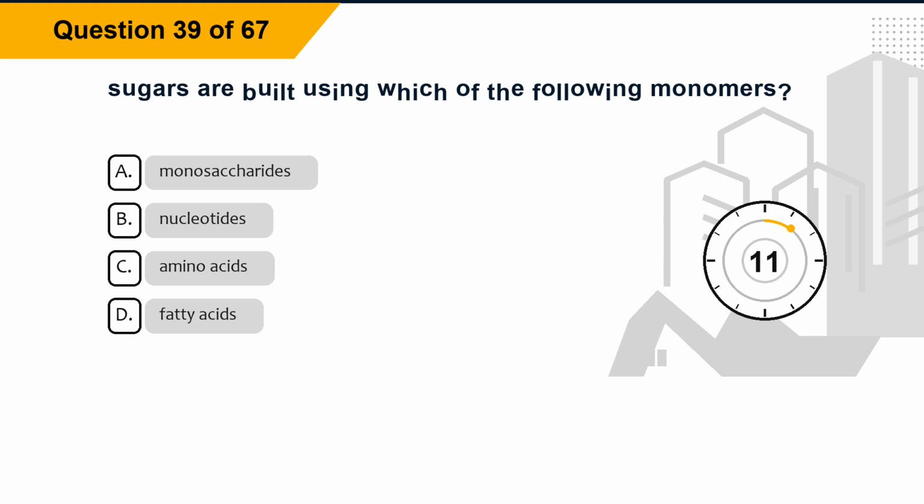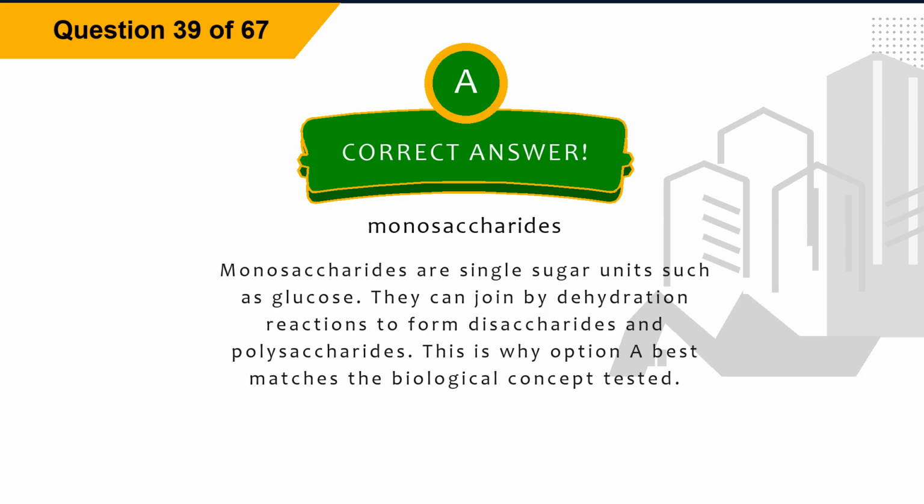Question 39. Sugars are built using which of the following monomers? Option A, monosaccharides. Option B, nucleotides. Option C, amino acids. Option D, fatty acids. The correct answer is option A, monosaccharides. Explanation. Monosaccharides are single sugar units such as glucose. They can join by dehydration reactions to form disaccharides and polysaccharides. This is why option A best matches the biological concept tested.